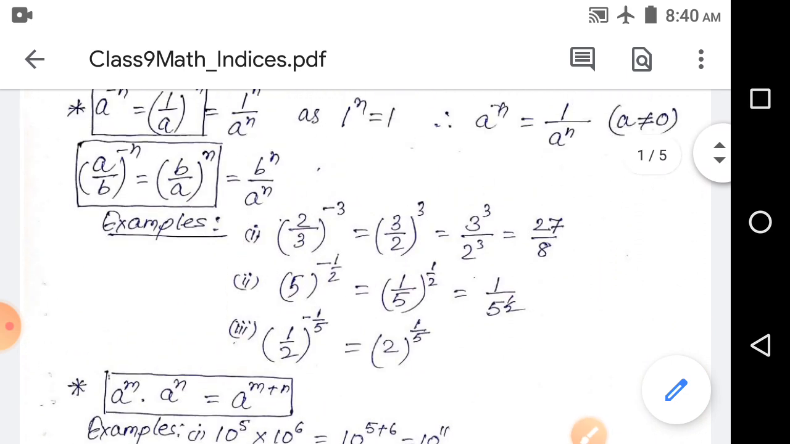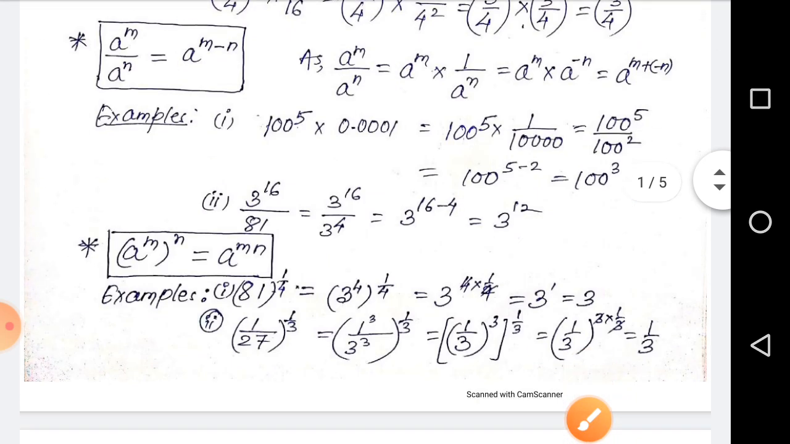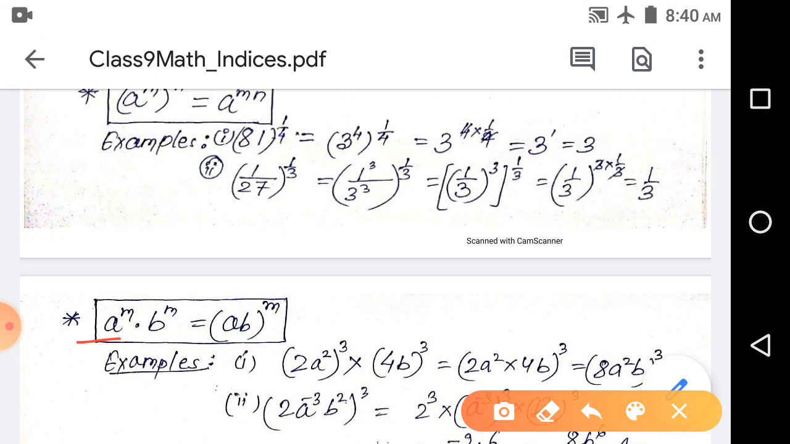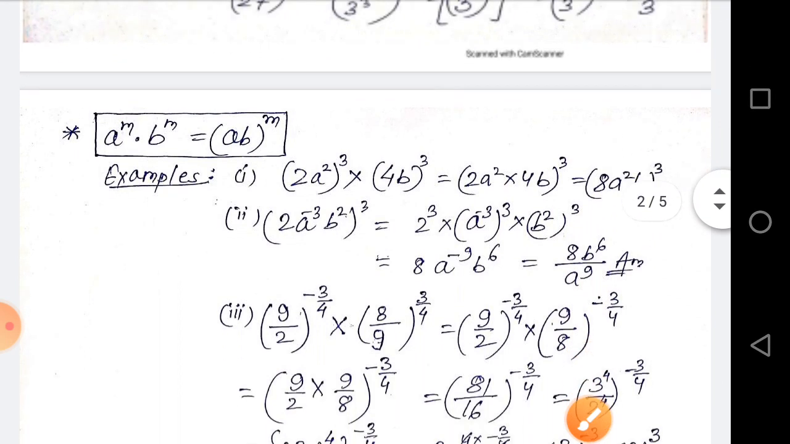See, don't forget this. Here we have b by a whole to the power n, it can be written as b to the power n by a to the power n. Or if we take from the right hand side, then b to the power n by a to the power n can be written as b by a whole to the power n. Similarly, when those are multiplied with the same power, a to the power n, b to the power n, then it can be written as a into b whole to the power n. We have some examples related to this.